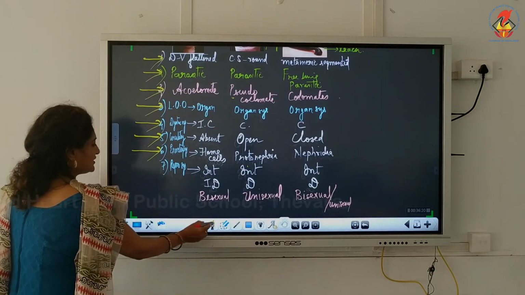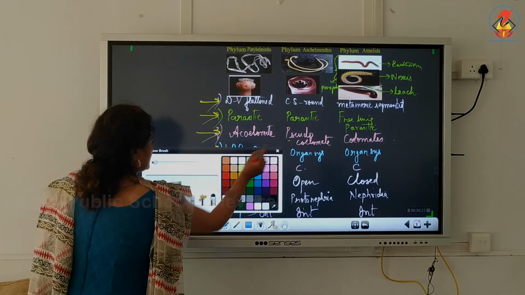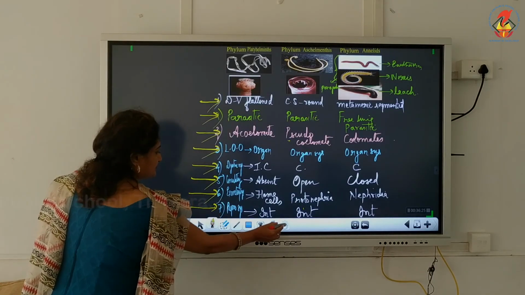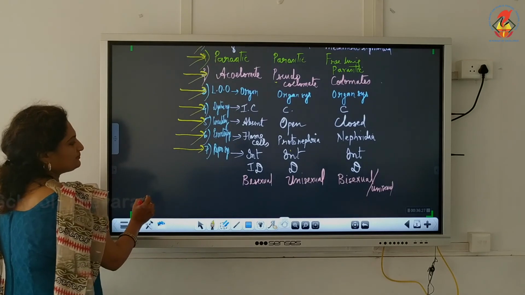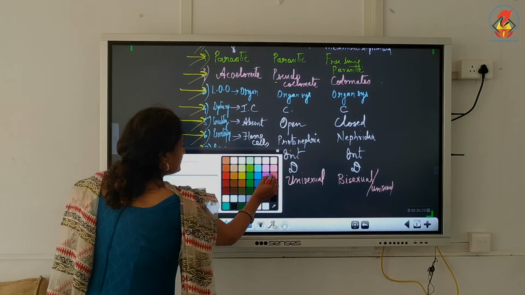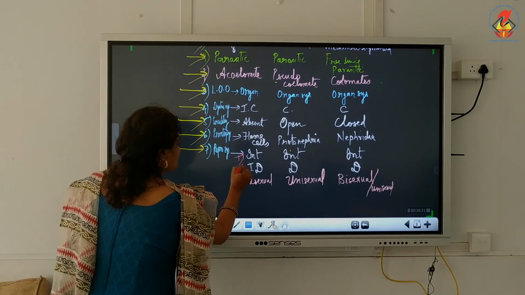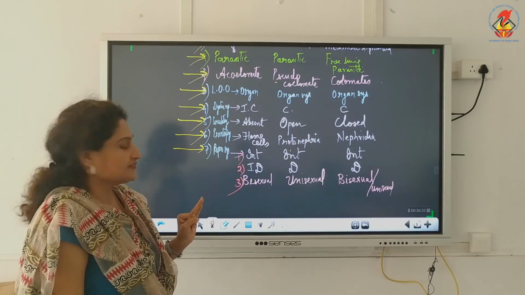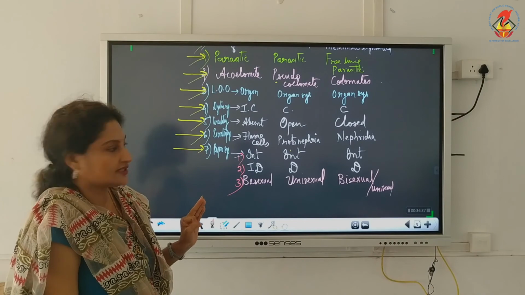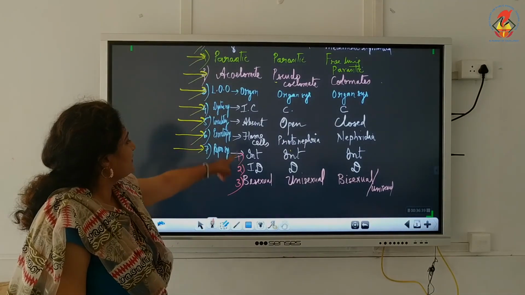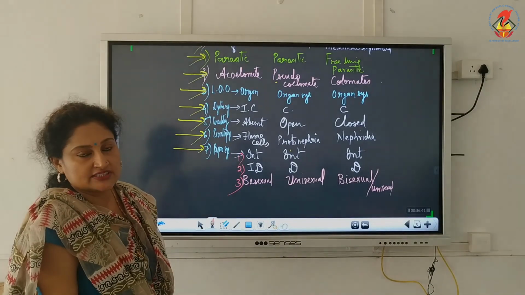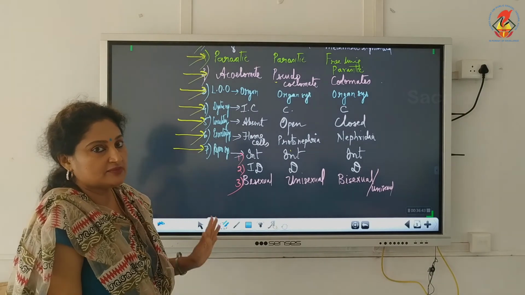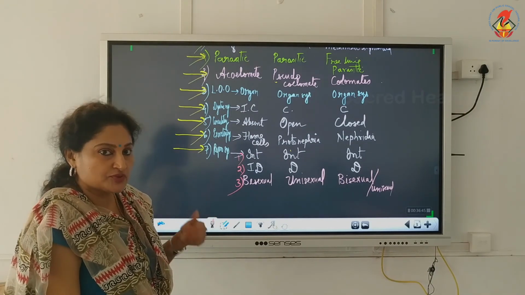And last is the reproductive system. In the reproductive system, we are including 3 points: first fertilization, second development, and third the sex. Fertilization in all 3 worms is internal. So, it is easy to remember, in all the 3 worms internal fertilization, the egg and sperm fuse inside.